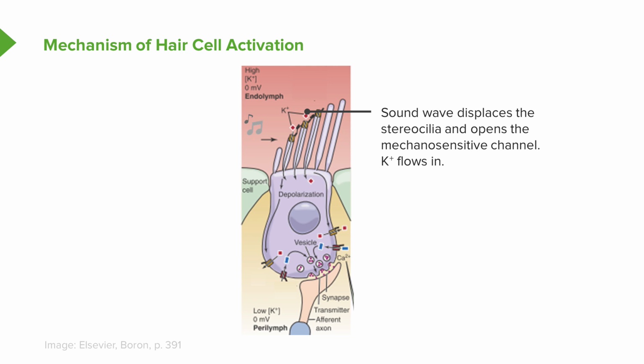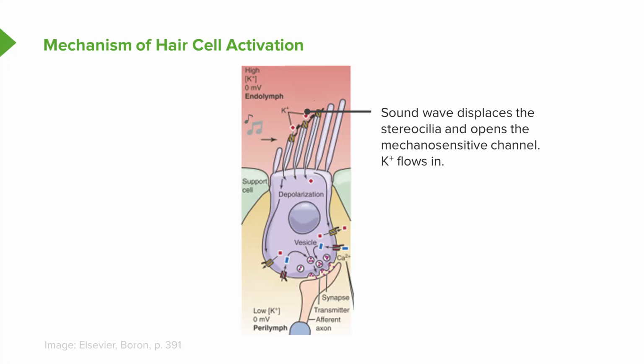Why does potassium want to rush in? Because the endolymph has such high potassium concentration, there's a gradient between the endolymph and the cell itself. Membrane potential depolarizes. This opens up calcium channels. This calcium influx causes synaptic vesicles which have glutamate in them to be released. Therefore, this whole process is set up by potassium entering into the cell to cause depolarization.